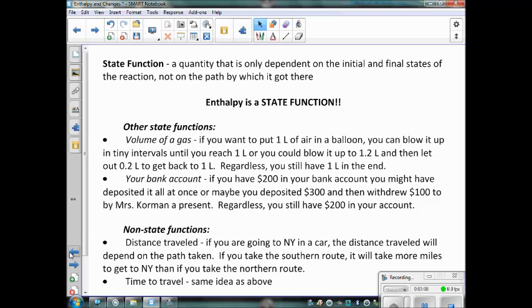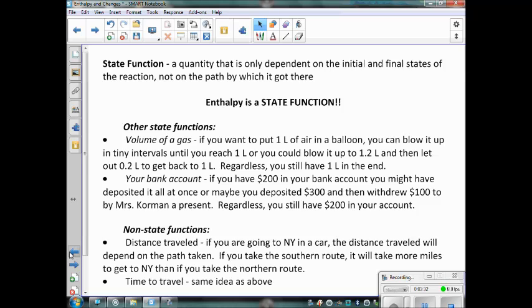So a state function is something that essentially can be calculated multiple ways and still get to the same end result. For enthalpy, enthalpy is one of those state functions. It doesn't matter what method we use. Remember, I just said a few minutes ago, we're going to use 2 different methods in this unit, and then in the spring we're going to learn a couple more methods to find delta H. It doesn't matter which method you use, you will get the same answer for the delta H, and that's because enthalpy is what we consider a state function.